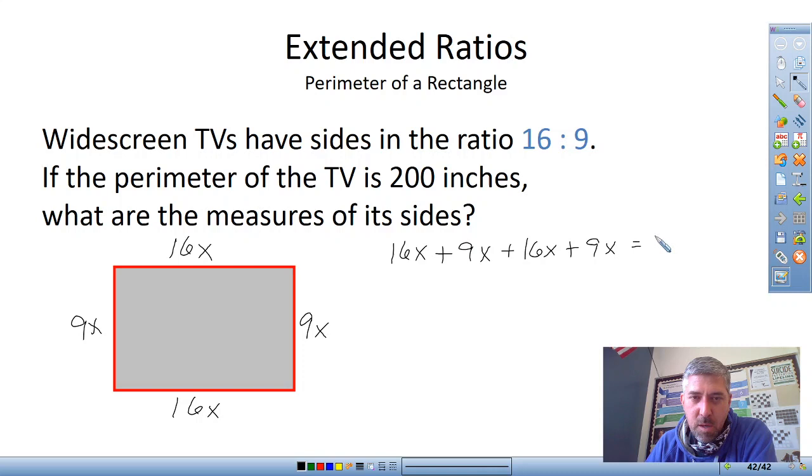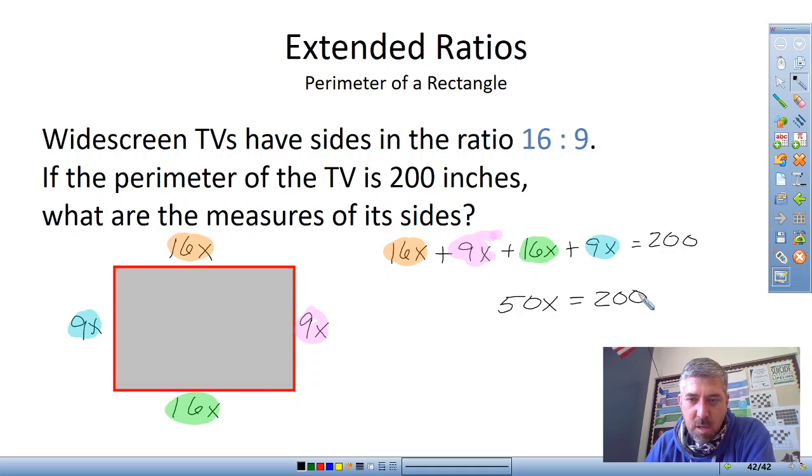Where'd these things come from, real quick? All right, so this 16x is here, the 9x here, the 16x here, and the 9x here. All right, so 16 plus 9 is 25, and there's 2 sets of that. So we get 50x equals 200, and then x is going to be equal to 4. 200 divided by 50 is 4.